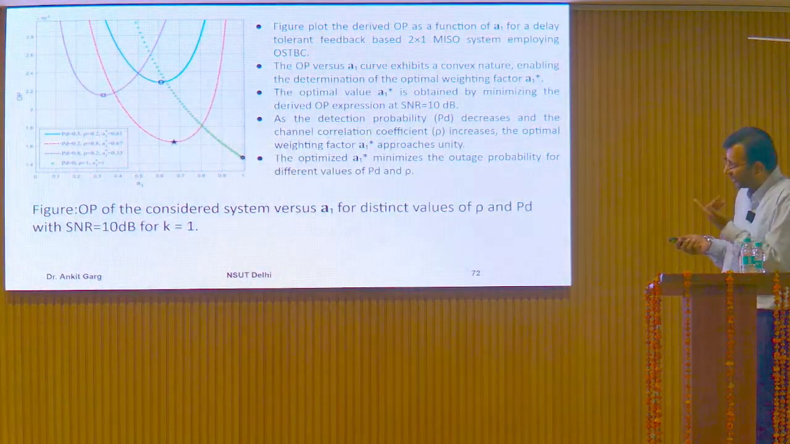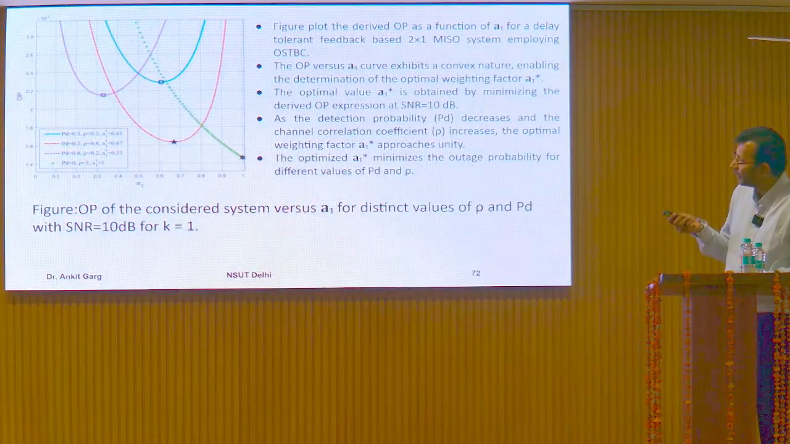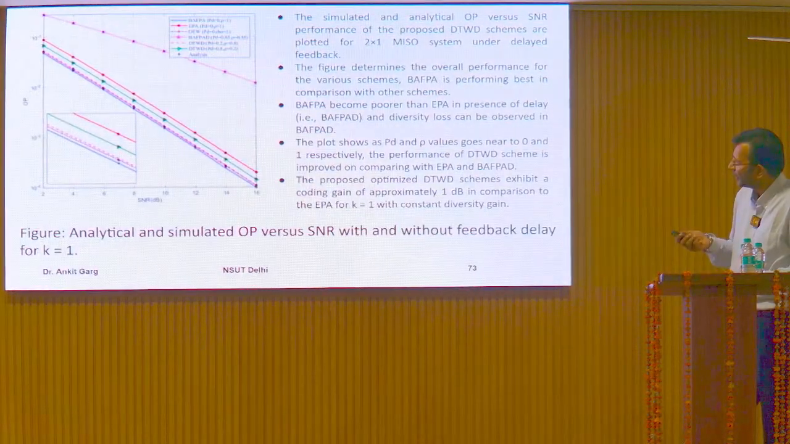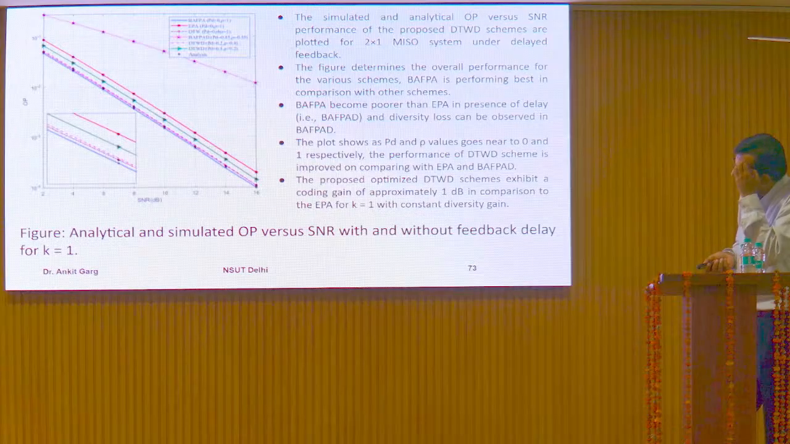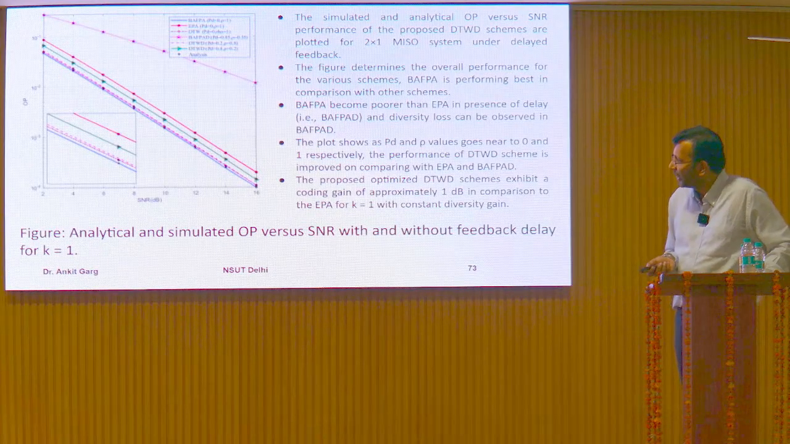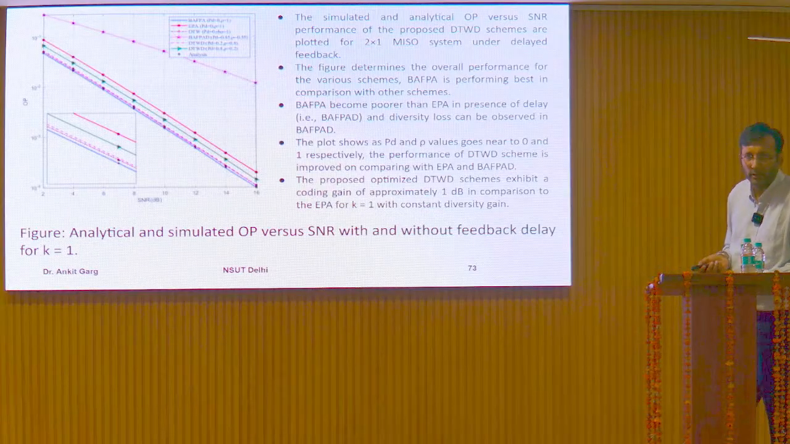Again, we use the optimum value according to the value of PD, the probability of delay in the feedback, right? And we achieve the same pattern as we achieved for the imperfect feedback, and it shows we are able to achieve delay tolerant feedback.